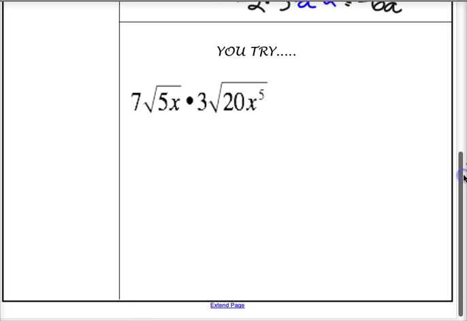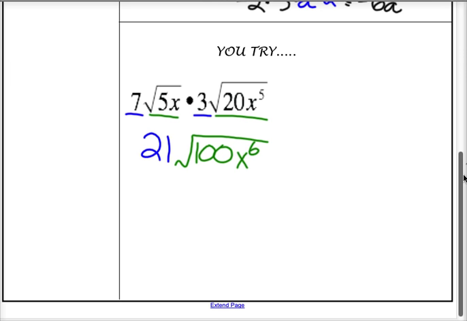And one last example for us before we're done with our video. Multiply the outsides. 7 times 3 gives us 21. Multiplying the insides, 5x and 20x to the 5. Well, 5 times 20 is 100. x times x to the 5 gives us x to the 6.